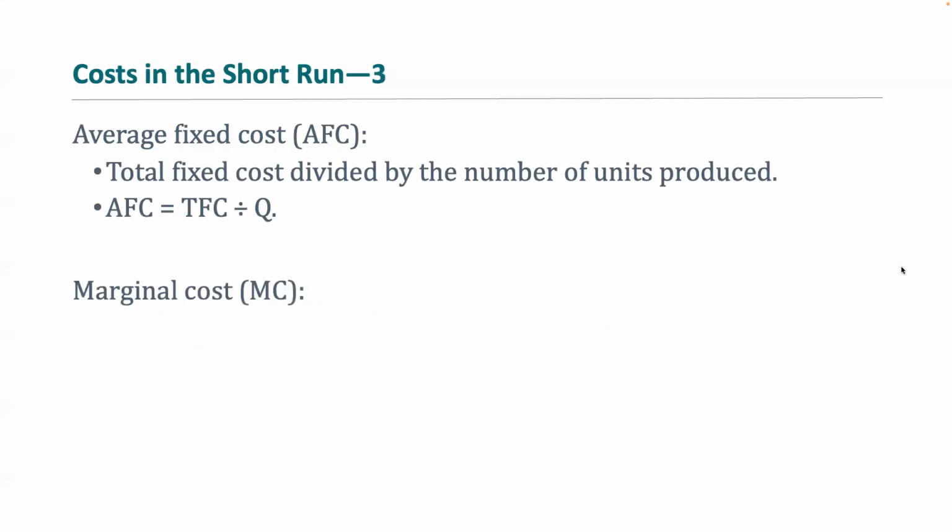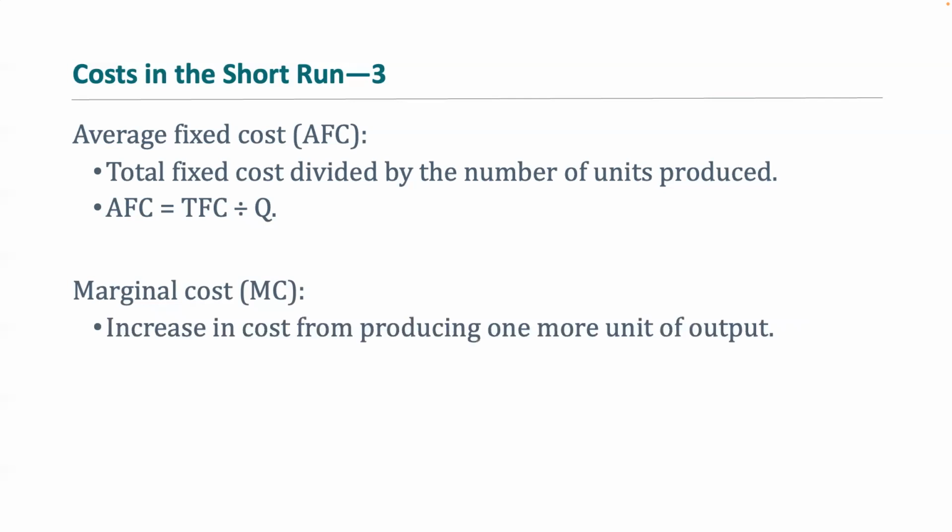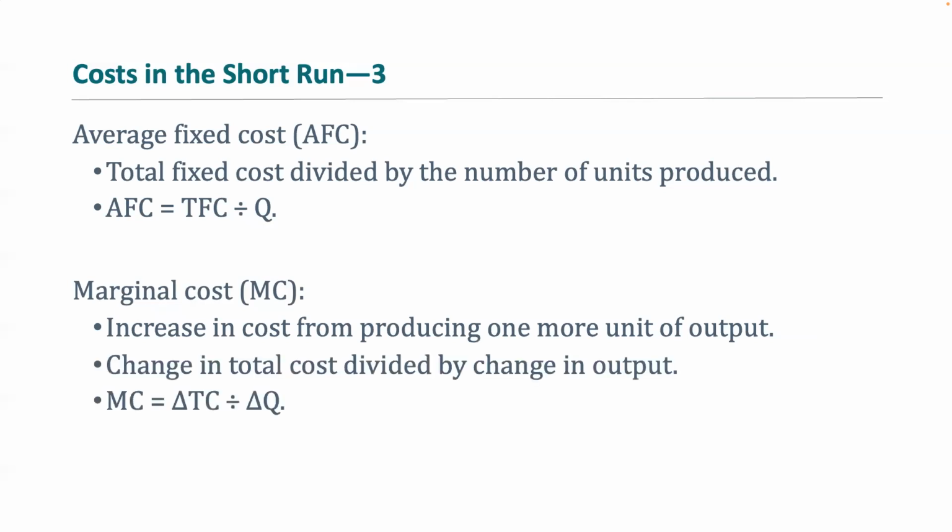Now, a little bit more that we want to look at, our average fixed cost, or AFC, is our total fixed cost divided by the number of units produced. And again, we often see this as TFC divided by Q. And then marginal cost is something that's a little bit new to us. So this is the increase in cost from producing one more unit of output. And it's our change in total cost divided by a change in output.